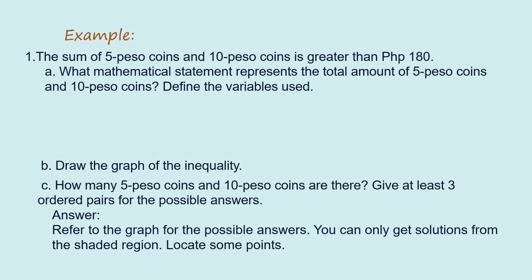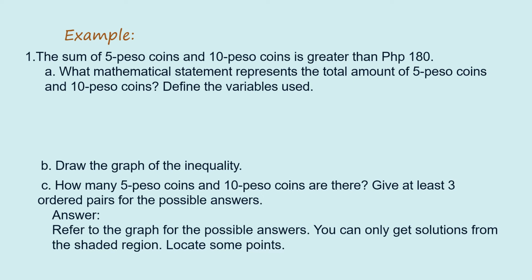Let us read and answer the given problem involving linear inequality. The sum of 5 peso coins and 10 peso coins is greater than 180 pesos. So what mathematical statement represents the total amount of 5 peso coins and 10 peso coins? Define the variables used.